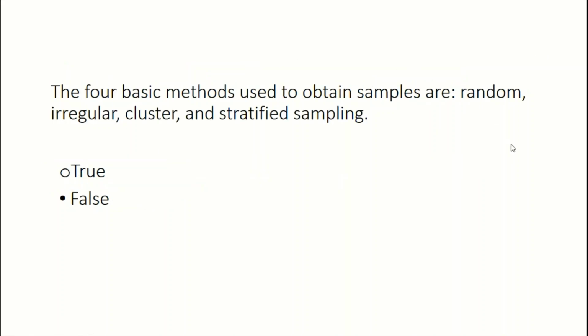The 4 basic methods used to obtain samples are random, irregular, cluster, and stratified sampling. Is this true or false? The correct answer is that it is false. We do not have an irregular method of sample collection.